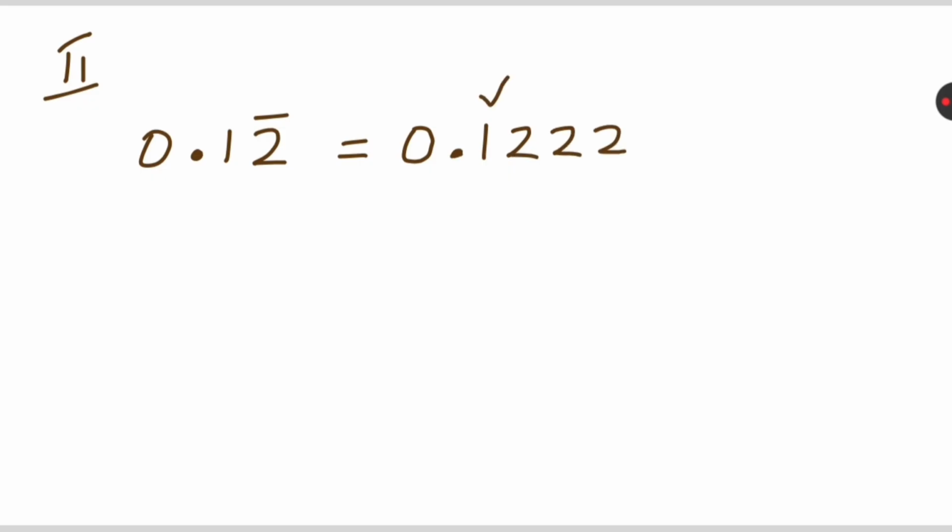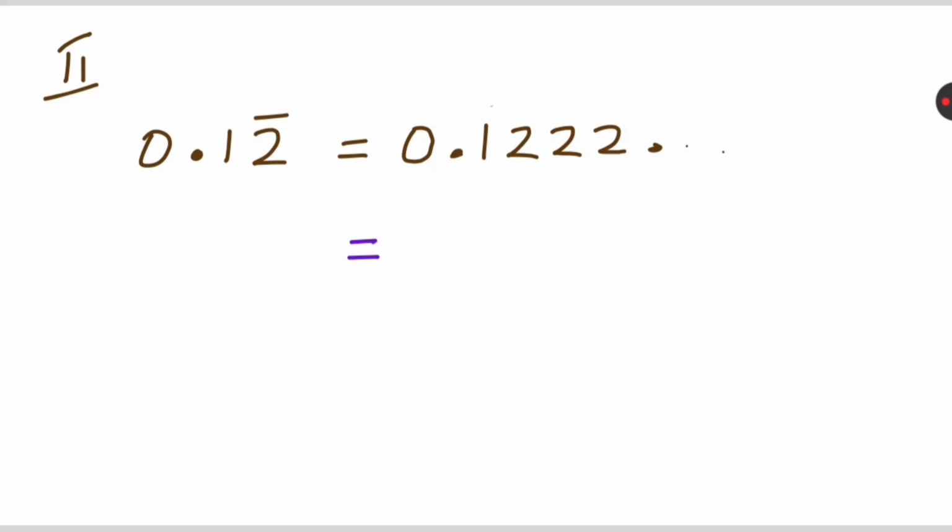Suppose we have 0.12 bar, where under the bar we have only 1 digit and without the bar we have 1 digit. How can you represent this in fraction form? Let's see it. This is nothing but 0.1 followed by repeating 2. The 1 is not repeating here, only 2 is repeating. Let's see how to represent it in fraction form.